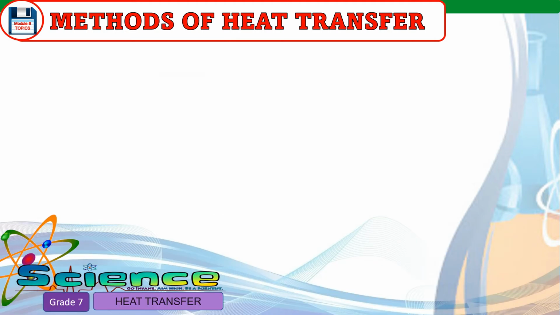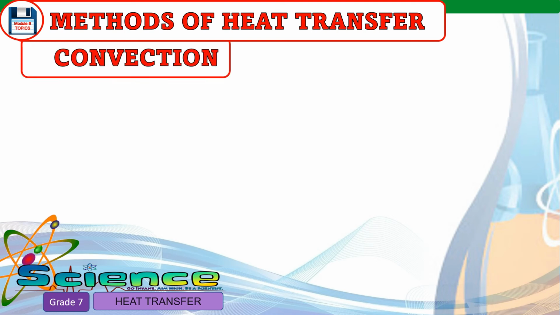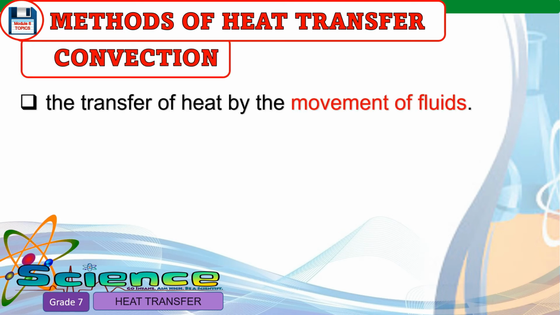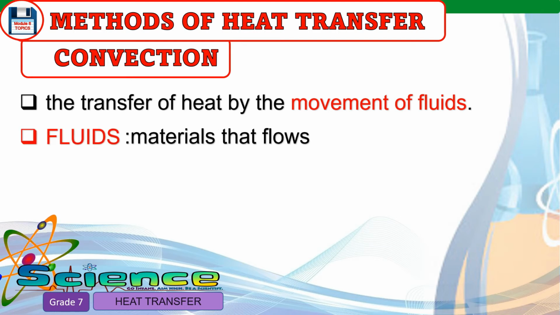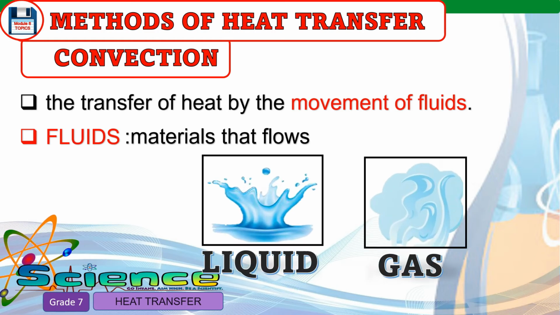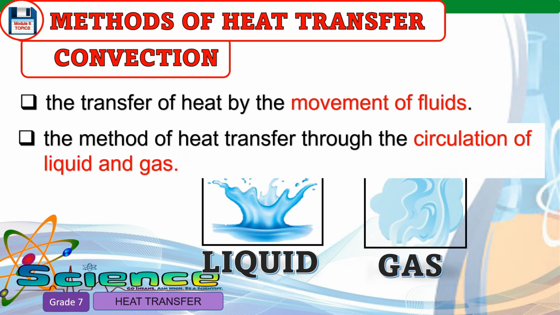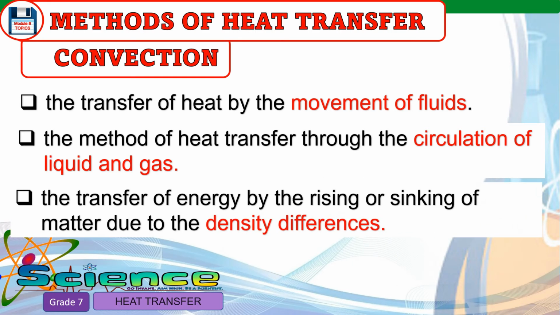The next method of heat transfer is called convection. Convection is the transfer of heat by the movement of fluids. A fluid is any material that flows. Examples of fluids are liquids and gases. Convection is the method of heat transfer through the circulation of liquid and gas. It is the transfer of energy by rising and sinking of matter due to density differences.